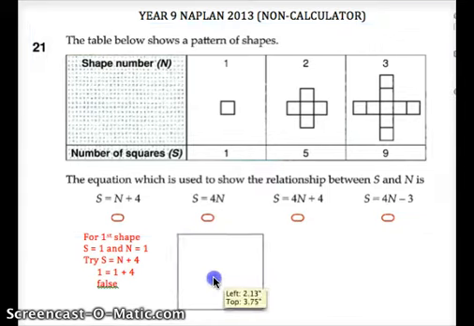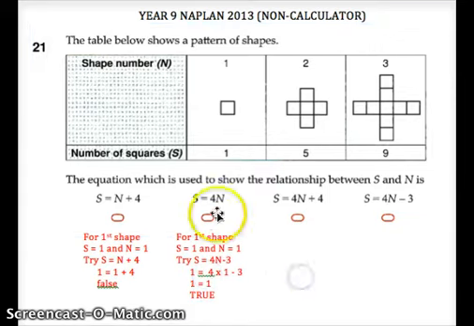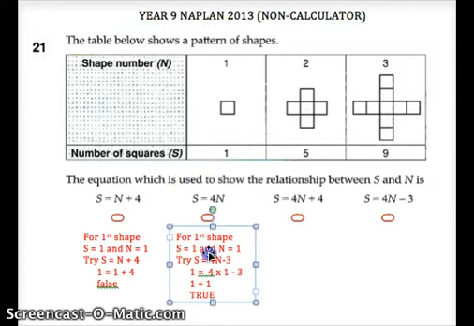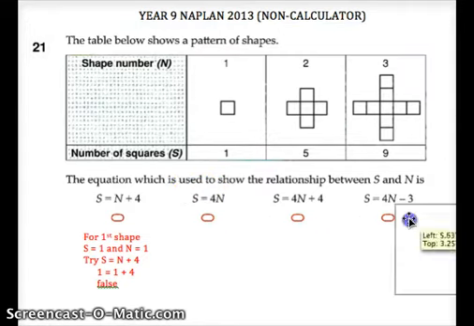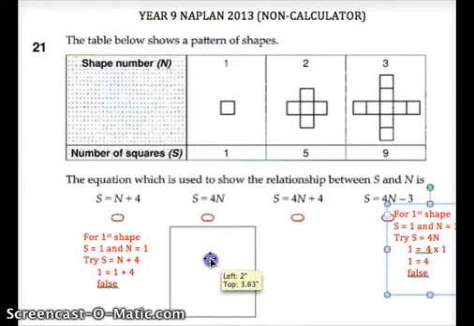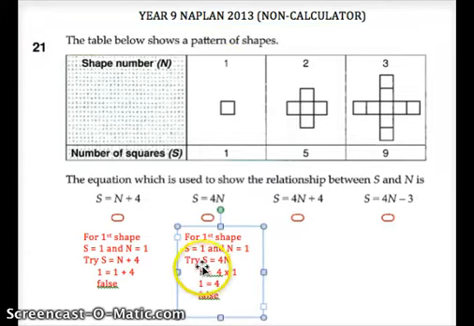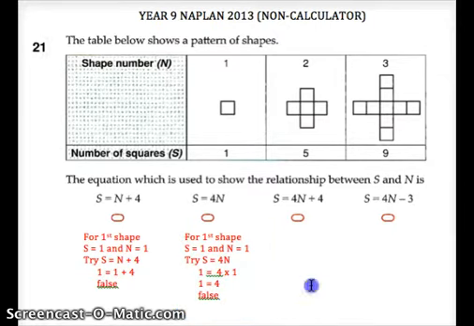So this equation here is incorrect. What we're going to do is try the second equation. The second equation is S equals 4n, which means S equals 4 times n. We're going to try it again for this first shape, where n is 1 and S is 1. So let's try the formula, S equals 4 times n. S is 1, so 1 equals 4 times 1. In other words, 1 equals 4. Now we know that is not true, so that's false. So this is not the formula.